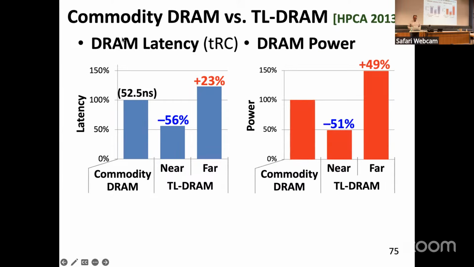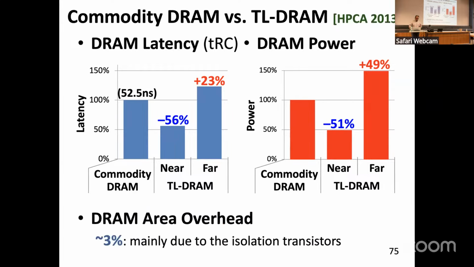In terms of power, it is somewhat the same. In the near segment, you will have lower power consumption, but in the far segment, you're going to have more power consumption compared to commodity DRAM. So you really need to intelligently manage your data. We're going to see different techniques that we can use to benefit from that.